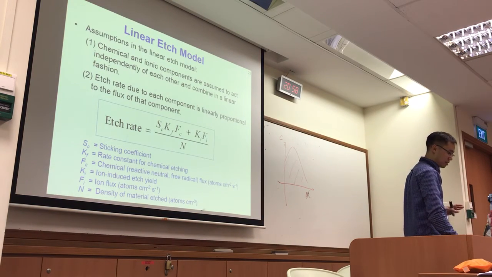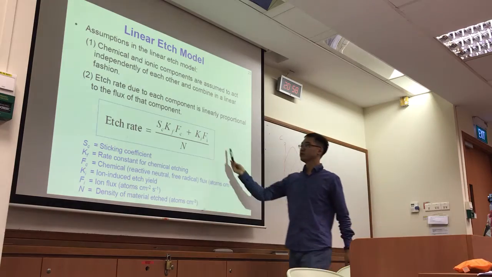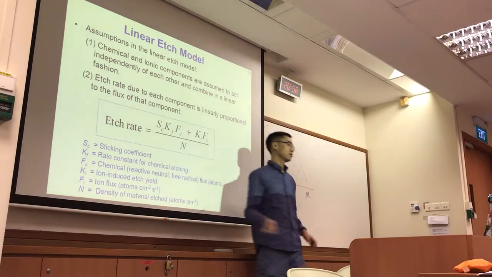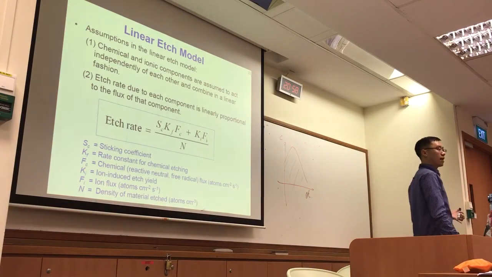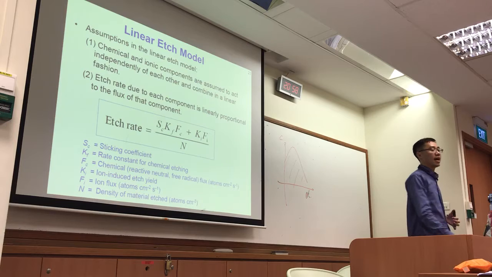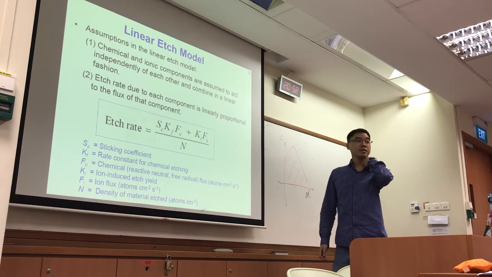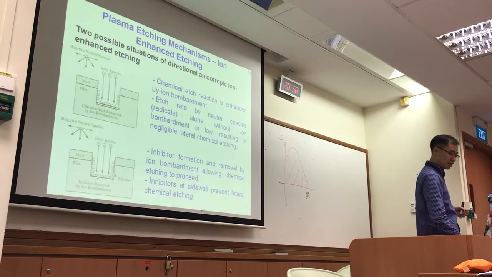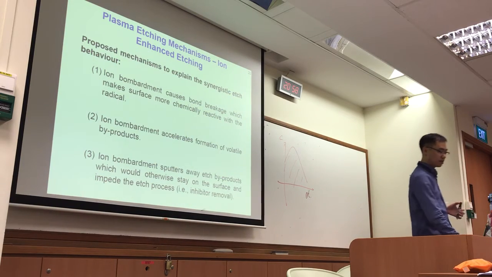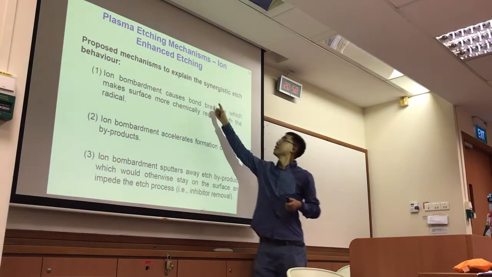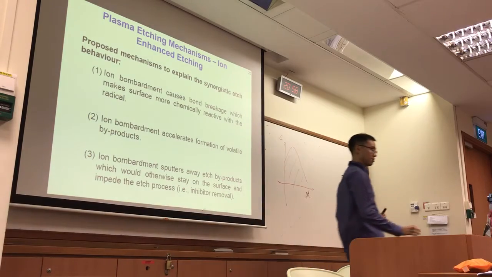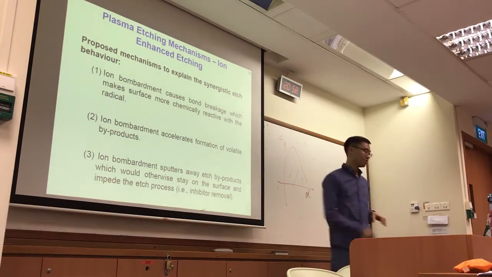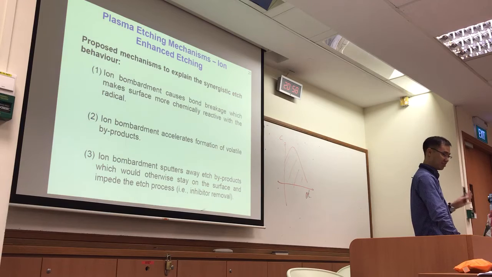And so you don't have to remember this one. No need to remember the equation here. Linear etch model only applies when the processes are independent. The chemical etch and the physical etch are independent. But if they are synergistic, then it's not. I always cannot pronounce this one well. Synergistically.